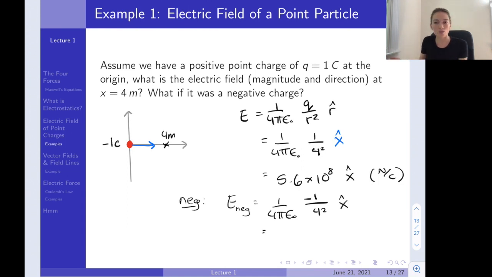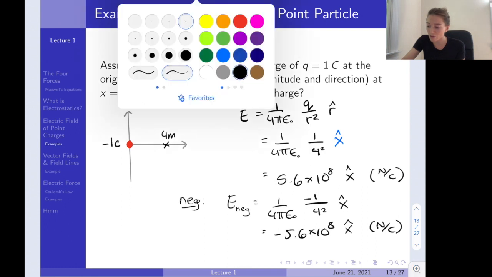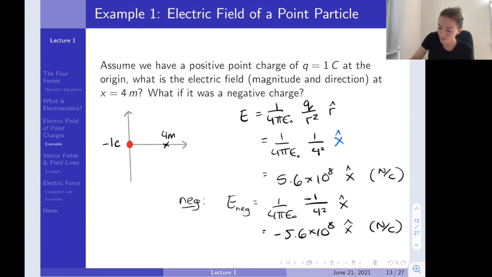And then again, obviously you can plug in your numbers and you'll get negative 5.6 times 10 to the 8 x hat newtons per coulomb. So here the only difference is now your electric field points inward, right? So now our electric field overall at this point, 4 meters, is going that way, pointing towards the charge because it's a negative charge now.